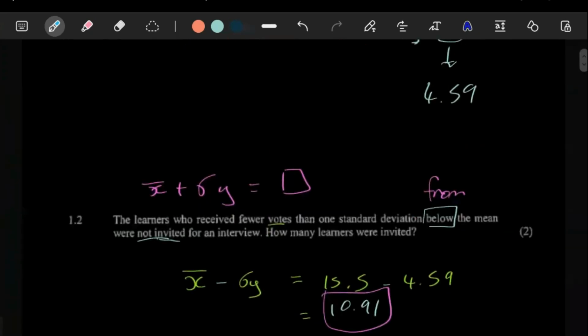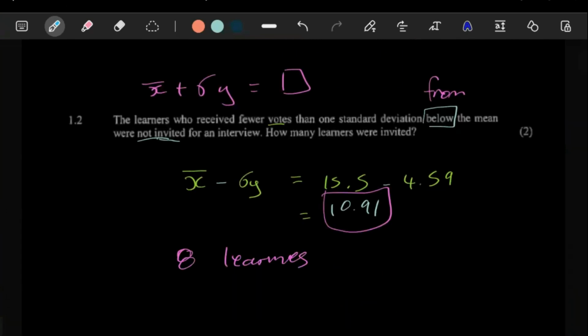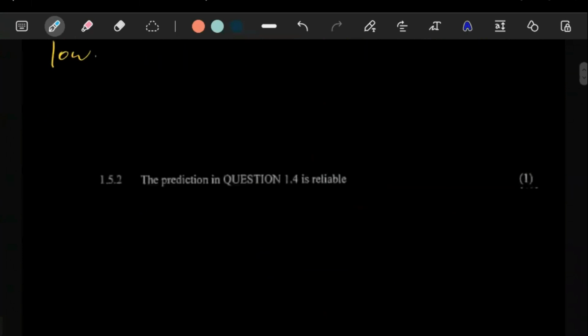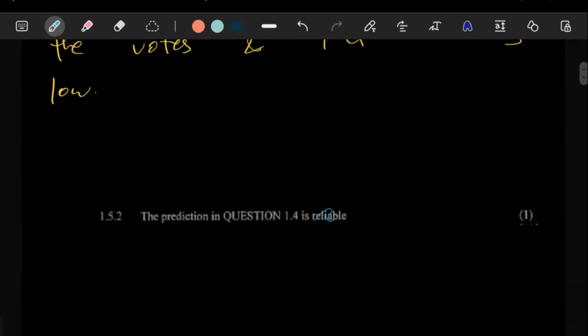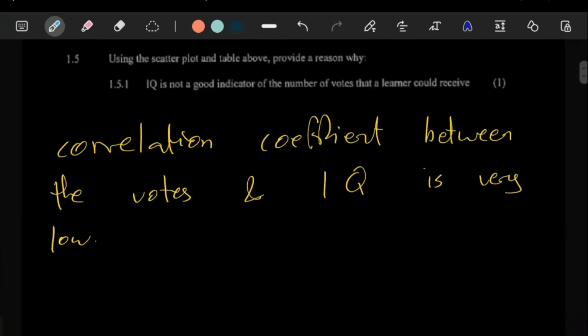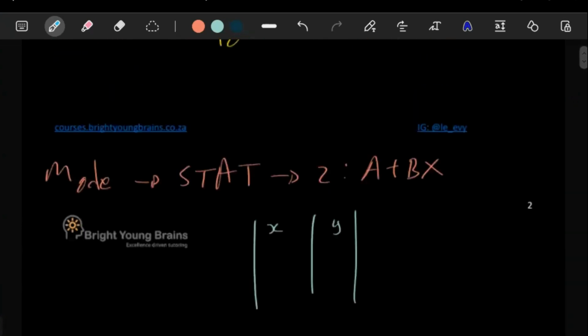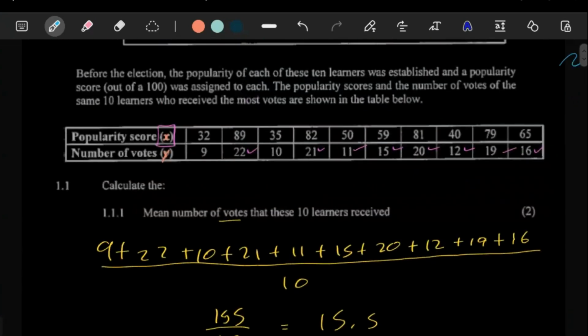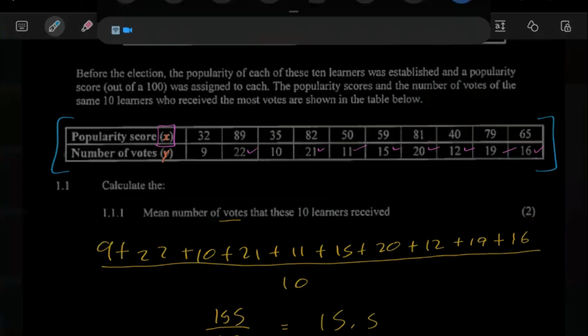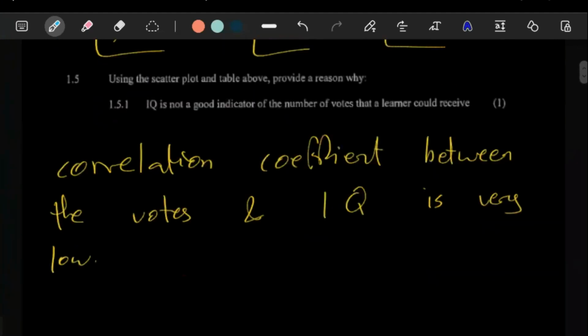So in this situation, you want to think to yourself, what is it that can be done to answer this question? We have to give a reason why this prediction is reliable. The reason is because when you're looking at these two sets of data here, the popularity and the number of votes, what we can already see is we can try to see the correlation coefficient of this data. So to do that, you're going to press Shift Stat and then Reg as usual. So let us do that.